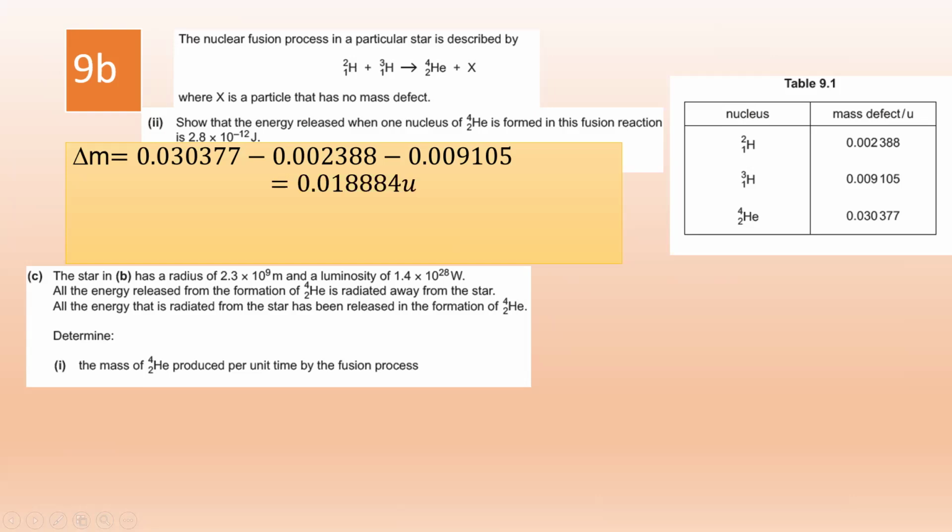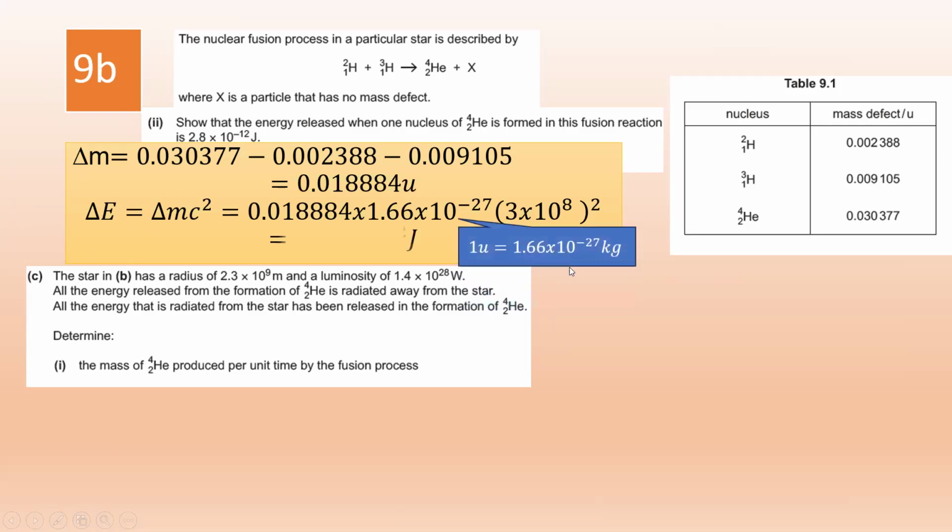Right? Atomic mass unit. Then change it to use delta M over c squared. Change the atomic mass unit to kilogram. One atomic mass unit is 1.66 times 10 to the power minus 27 kilogram. You can check our data sheet. This is the speed of light. Okay or not?